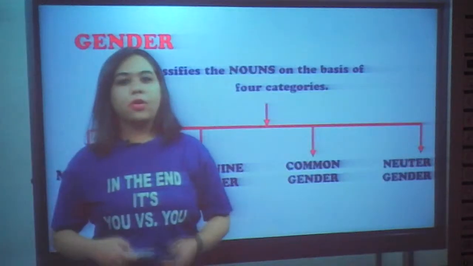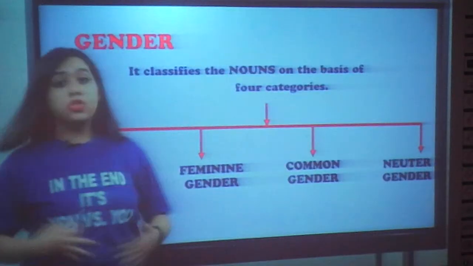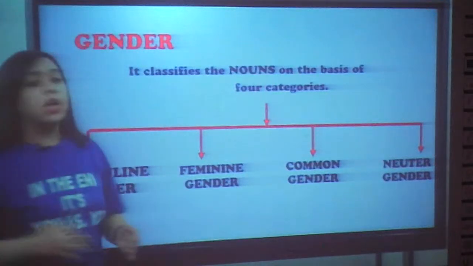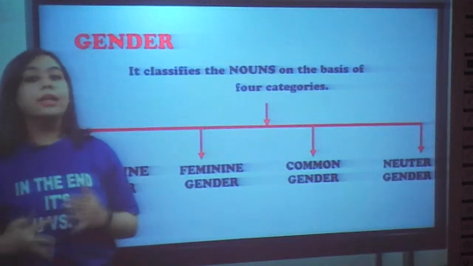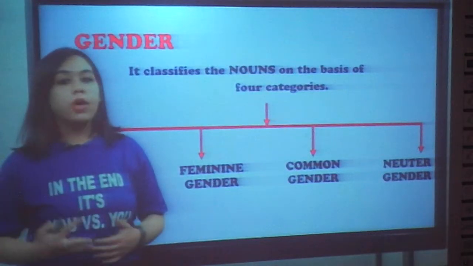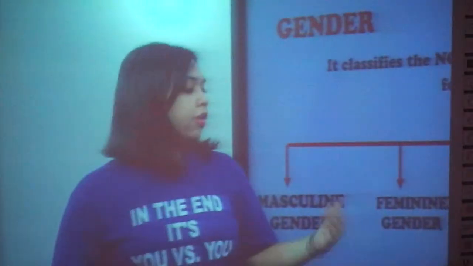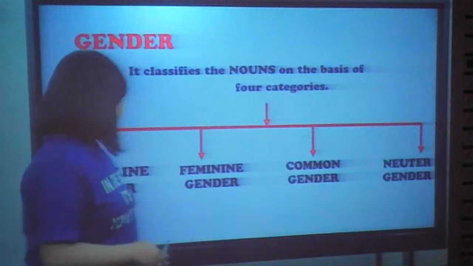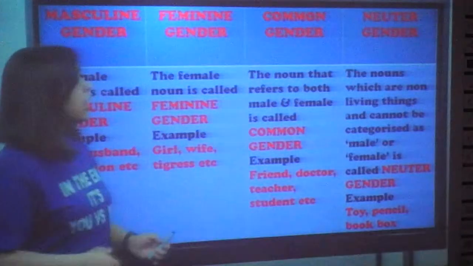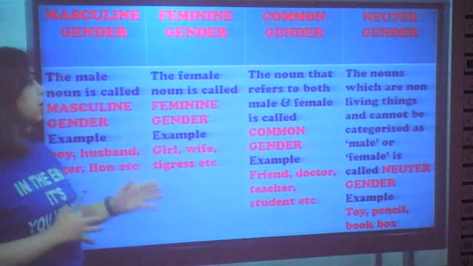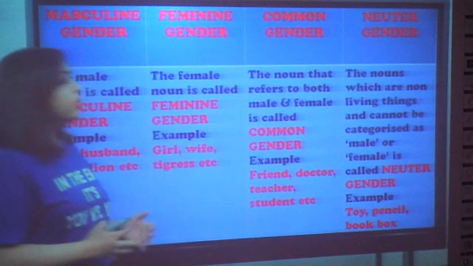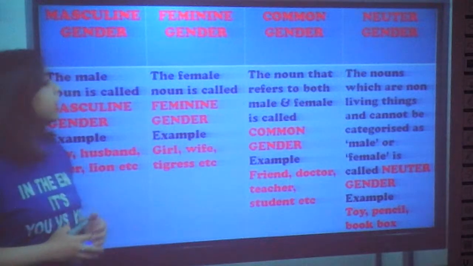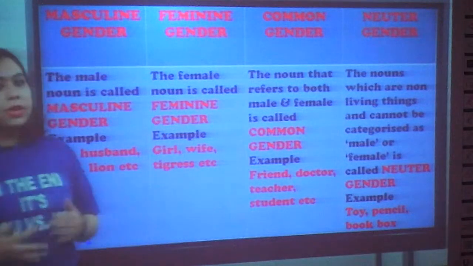So now we are going to start with our next topic, that is gender. Okay, we've discussed numbers, now we will be moving on to gender. So when we talk about gender, it is basically classified into four categories, namely masculine gender, feminine gender, common gender and neuter gender. Yes, you're right. So let's move on. Now this is a table which will actually prove very helpful to you guys. So you can pause and also you can just listen to it carefully. This is a very helpful one. So let's read one by one.